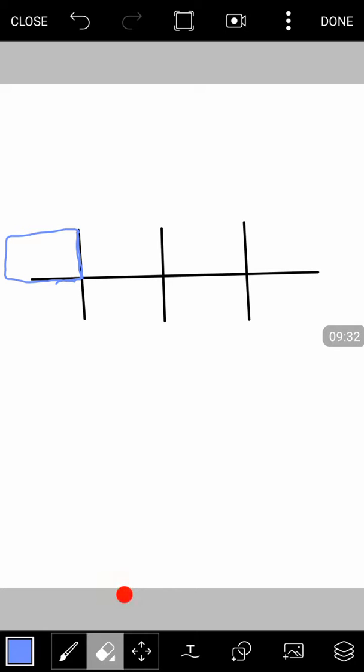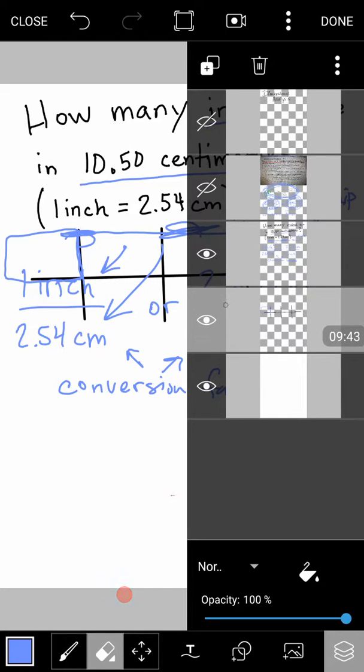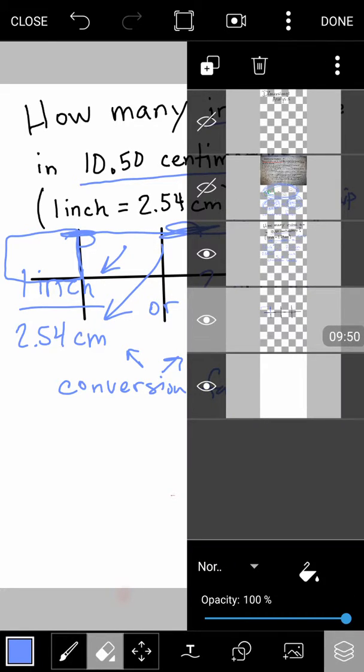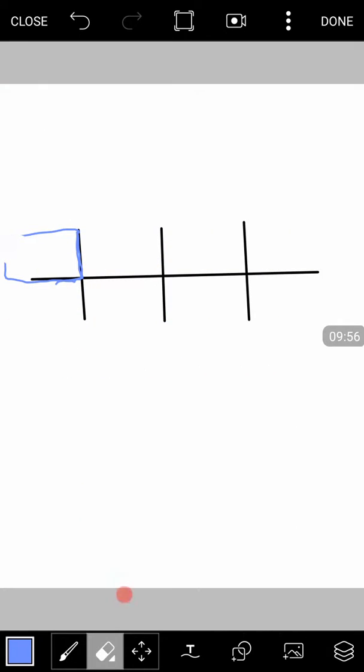So we're going to put the given information in there. The given information was what was given to you in the problem. And for us, I do believe it was 10.50 centimeters, but let me pull it back up. Yeah, 10.50 centimeters. That was given to us, and we want to convert that to inches. So I'm going to put 10.50 centimeters.